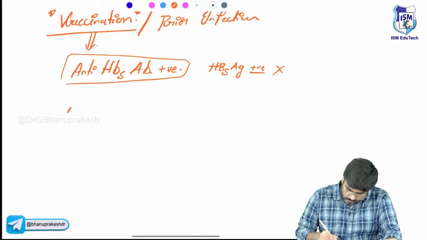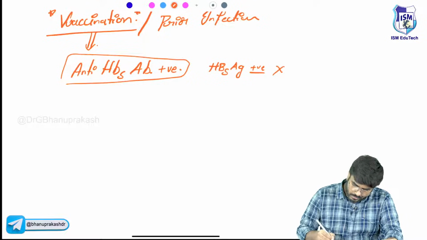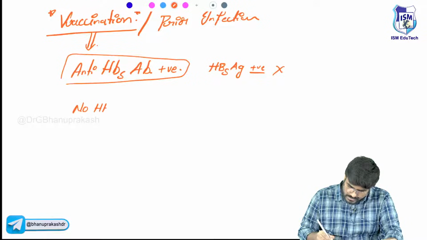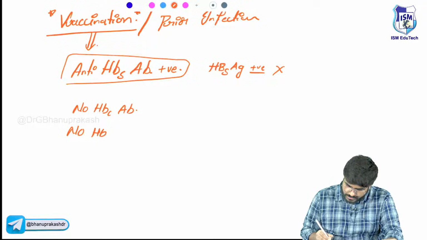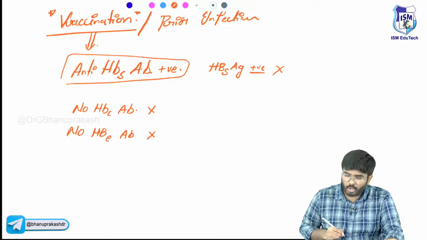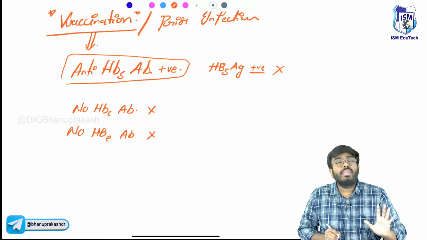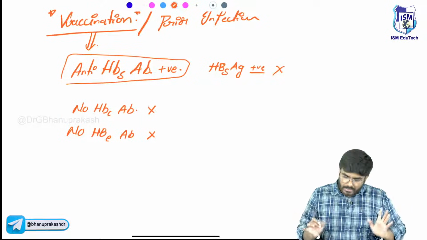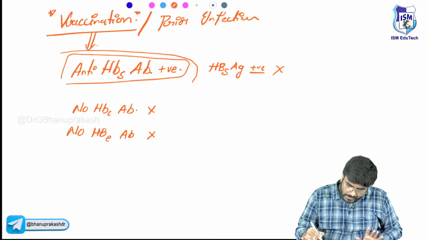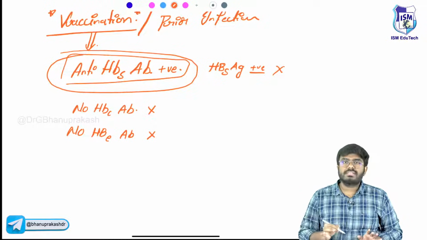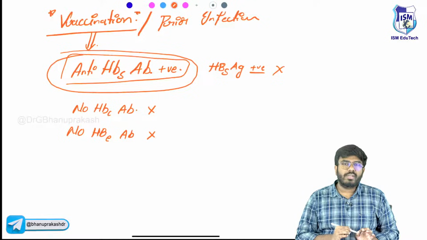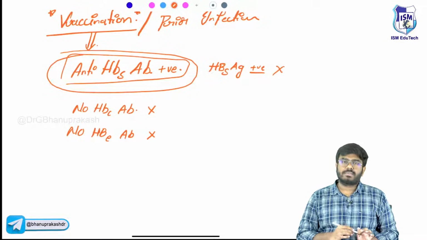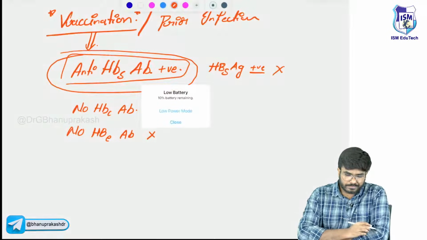And there are no hepatitis B core antibodies, no hepatitis B E antibodies. They are not present. So know this: a patient who is vaccinated is going to have only hepatitis B surface antibodies. Okay, hepatitis B surface antibodies are going to be present.